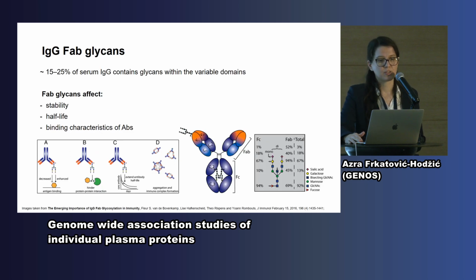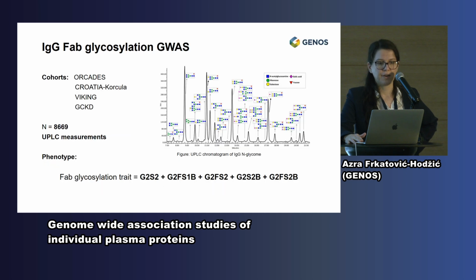But here I want to briefly present a result of the FAB glycosylation GWAS, because we do know that there is a portion of IgGs that contain FAB glycans, and most of them are CL-related glycans. In our sample of around 9,000 samples from these four cohorts, we were able to calculate the levels of IgG FAB glycosylation. Why only in these? Because when doing the UPLC glycome measurements, we capture both FAB and FC glycans. So under the assumption that the structures found on the right end of the chromatogram come from the FAB region, we can calculate the level of FAB glycosylation.